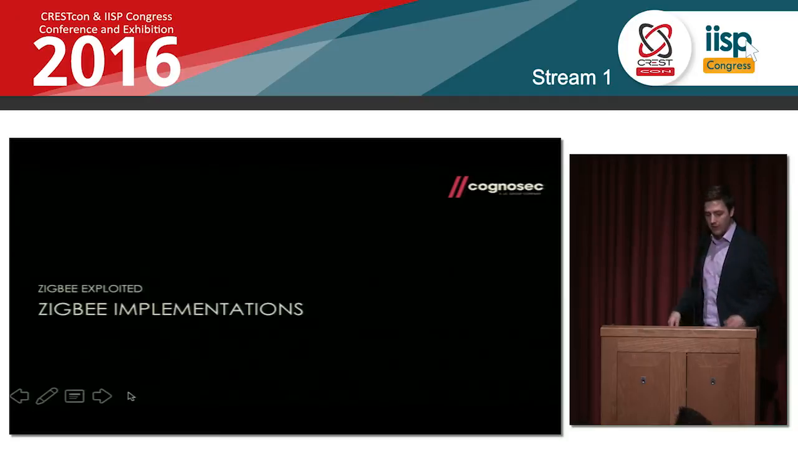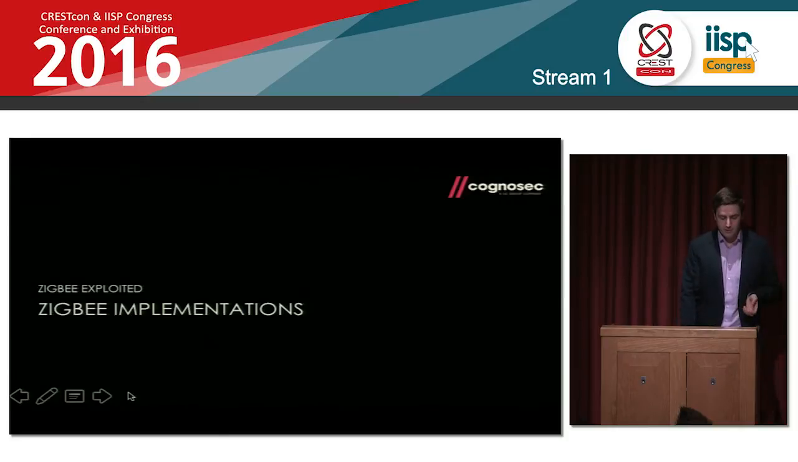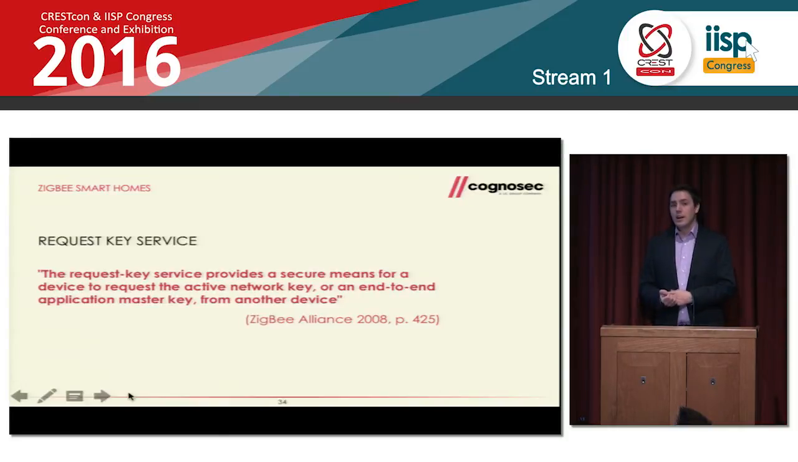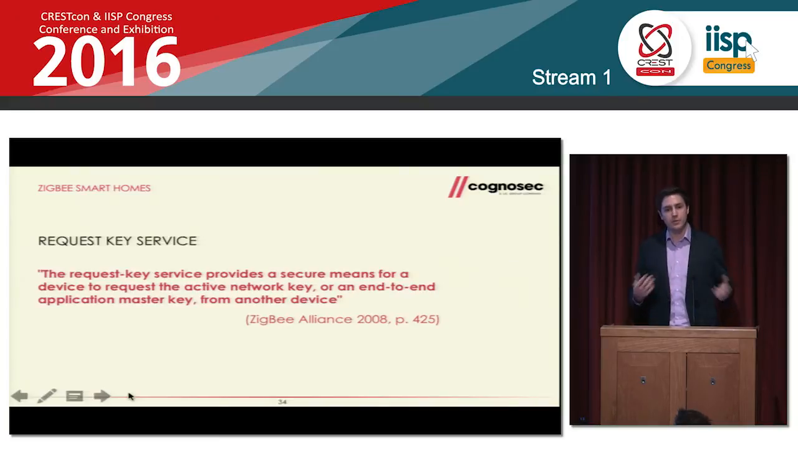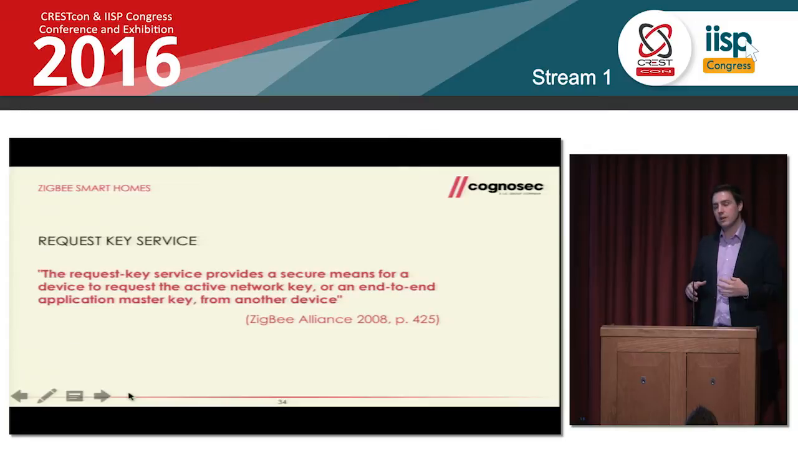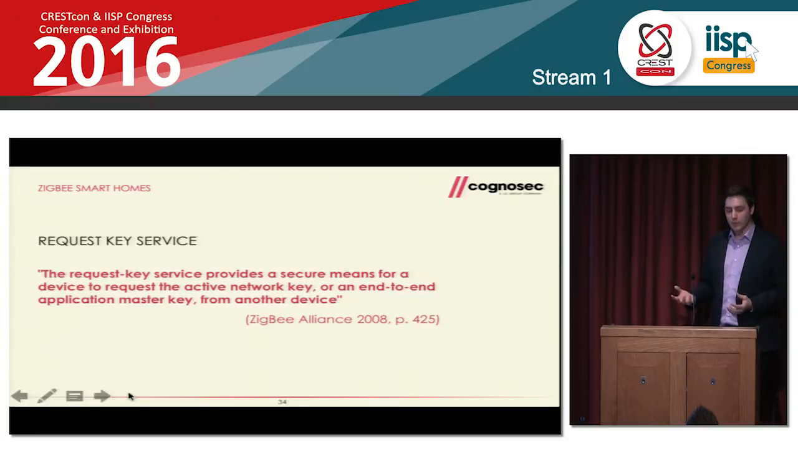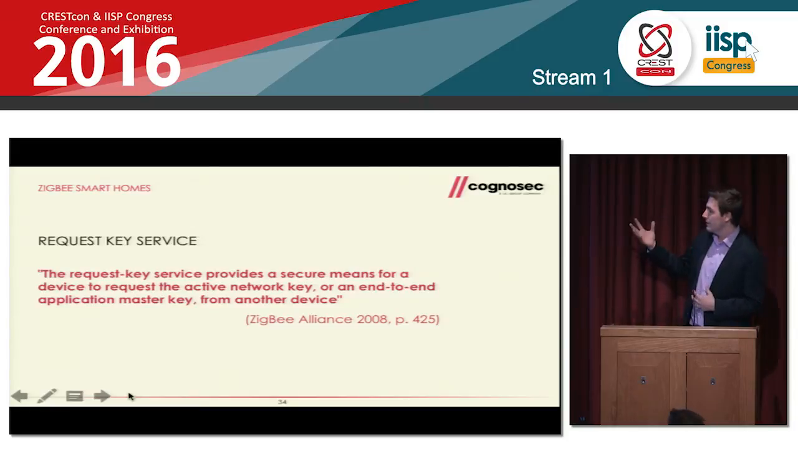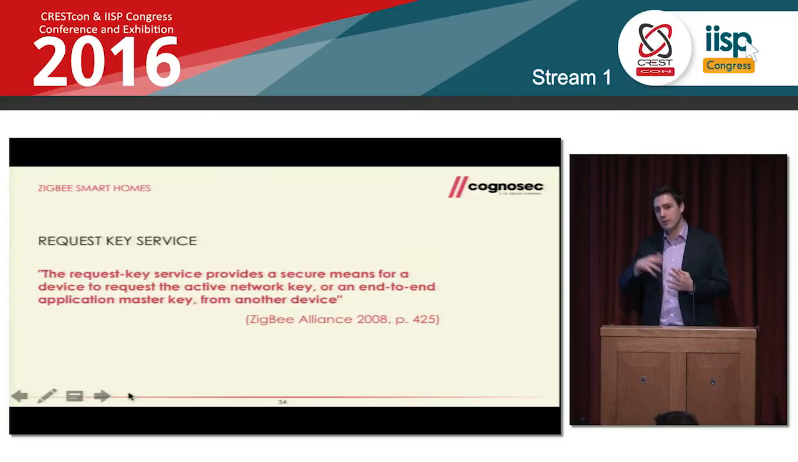Now to the really interesting stuff. How do real-world products do ZigBee security? I started looking into the implementations and first tried to look at an open source stack for ZigBee, because in the specification there are a lot of security services defined. You don't get it the first time reading what they actually try to do. One of these services was the request key service. They define a service where a network device can ask the gateway what the actual network key is.